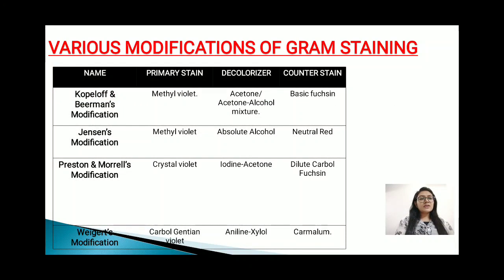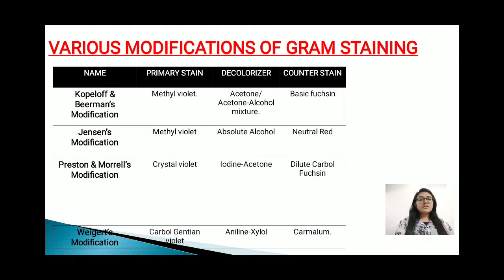Here is the modification of gram stain. First one is Kopeloff and Beerman modification. In this, methyl violet acts as a primary stain, acetone or acetone alcohol mixture as a decolorizer, basic fuchsin as a counter stain. Second one is Jensen modification. Here methyl violet acts as a primary stain, alcohol acts as a decolorizer and neutral red acts as a counter stain.